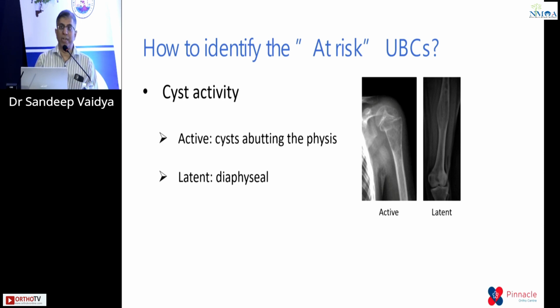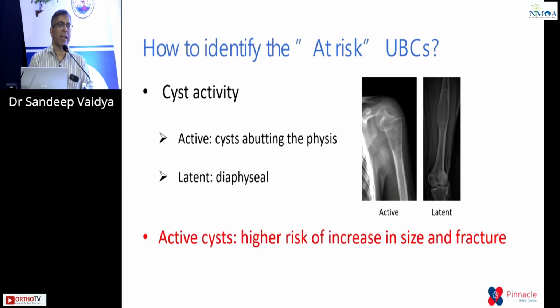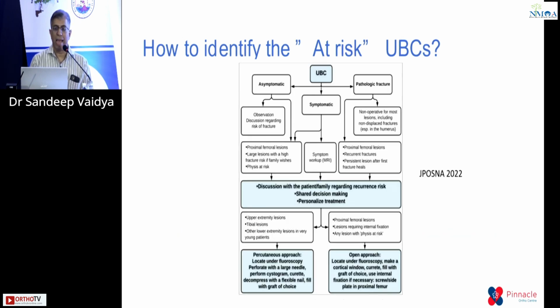The last point is cyst activity. What do you mean by cyst activity? An active cyst is one in which the cyst is abutting the physis, whereas a latent cyst is one which has grown away from the physis, and therefore the cyst lies in the diaphysis. Why is cyst activity important? Because active cysts are known to have a higher rate of fracture, and they are at a higher risk of increase in size.